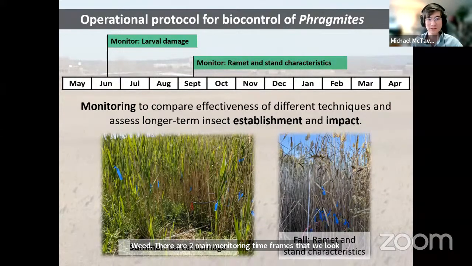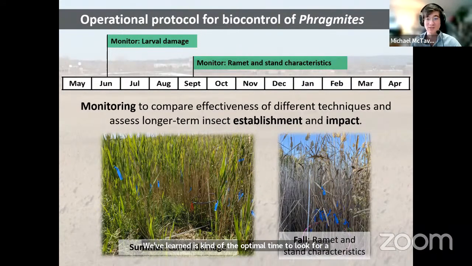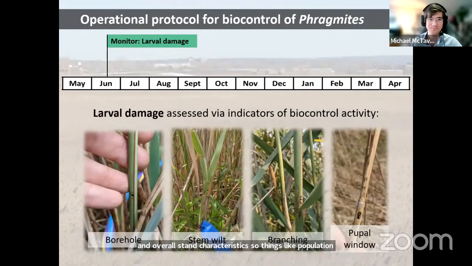There are two main monitoring time frames that we look at. Summer, we've learned, is kind of the optimal time to look for larval damage before the vegetation gets too tall. And then fall is the easiest time to come back to take measurements, looking at individual Phragmites ramets and overall stand characteristics, so things like population density of the weed.